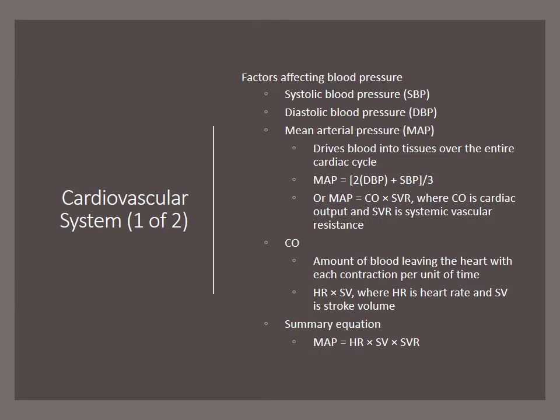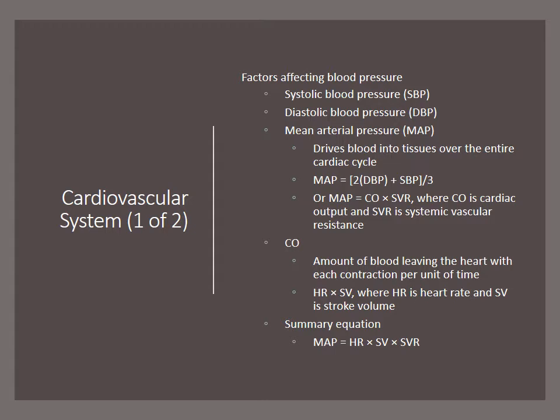Let's look at factors that affect blood pressure and define some terms. Systolic blood pressure, or SBP, is the peak pressure reached during ventricular ejection. Diastolic blood pressure, or DBP, is the lowest pressure reached right before the ventricle ejects. Mean arterial pressure refers to the pressure that drives blood into tissues averaged over the entire cardiac cycle.